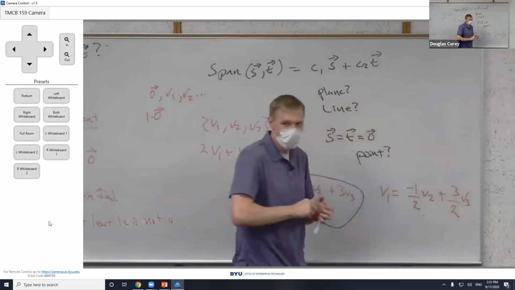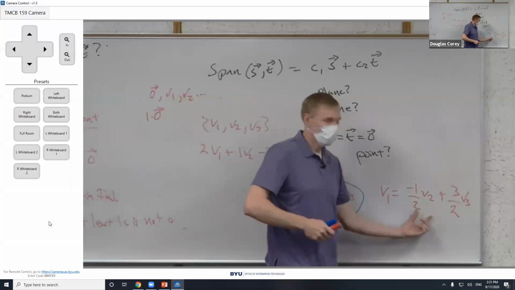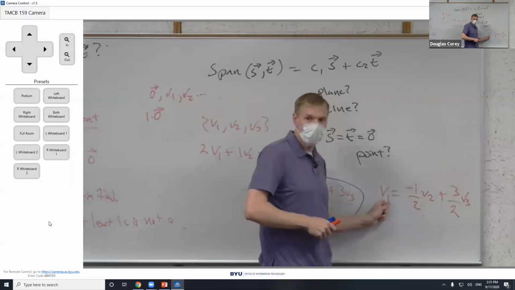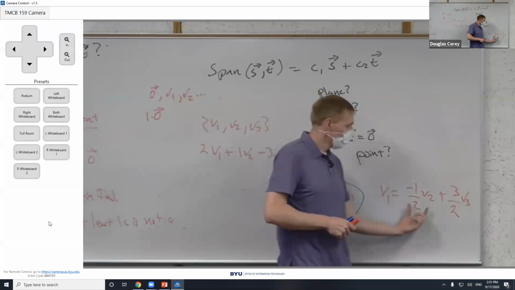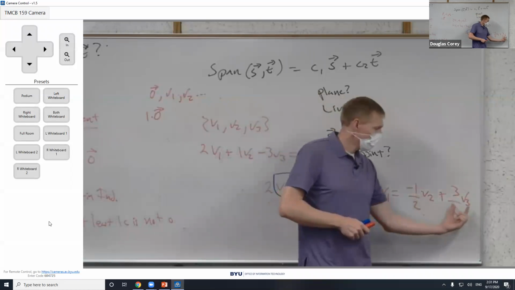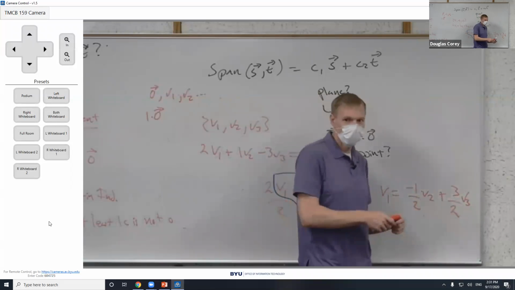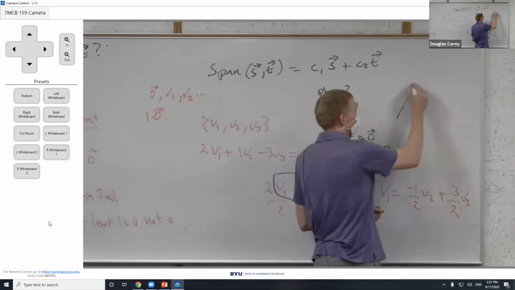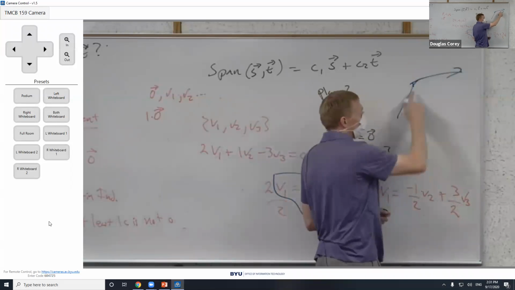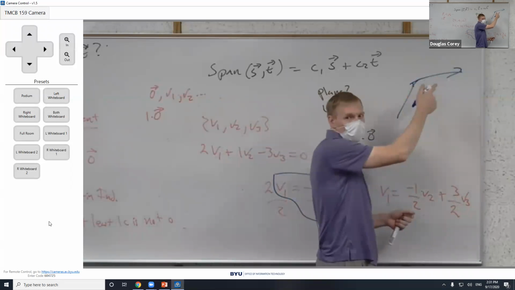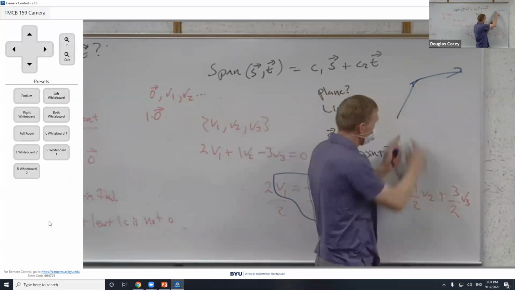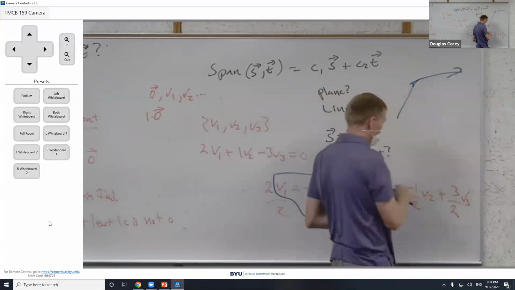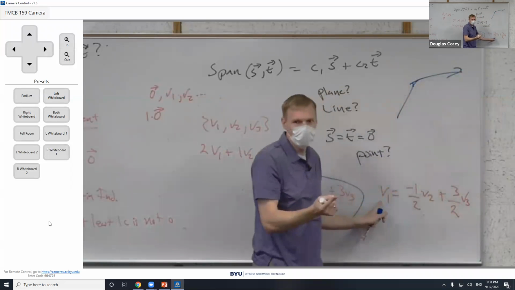So geometrically, what this means is I can get to the point represented by this vector in standard position by scaling v2 and scaling v3 and then adding those together. Adding the two vectors, I put one on the end of the other one. So this tells me how far I need to go for one, how far I go for the other one, and I'll end up at that same position. So that's what that combination means.